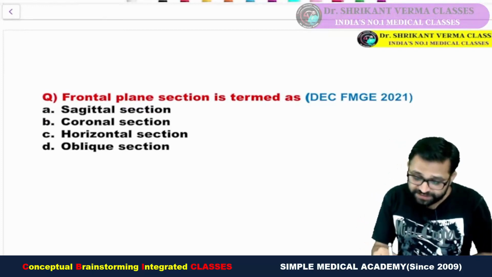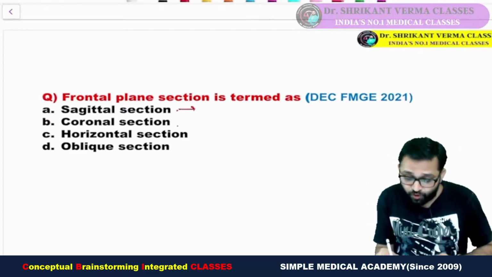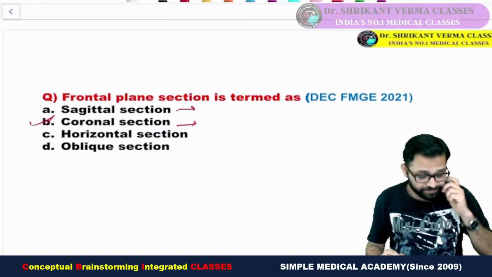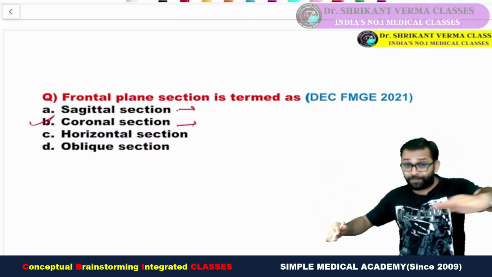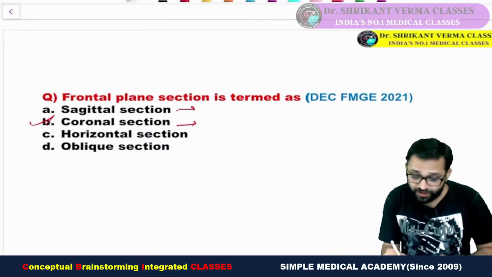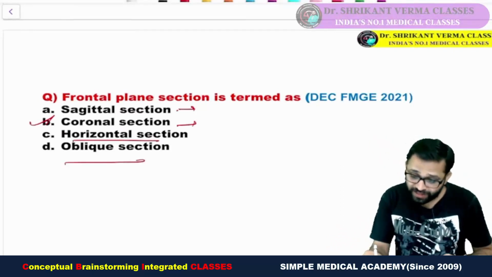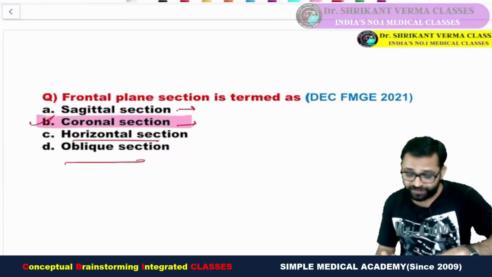Yes. Sagittal section, this is the section which is dividing the body into right and left halves. Coronal section is dividing the body into the front and the back. So answer is B. Getting the point? Now try to understand the horizontal section, the plane which is dividing the body into the upper and lower part, and oblique section which is making an angle. So answer in this part was the coronal section. Yes, one question from the general anatomy is sure.